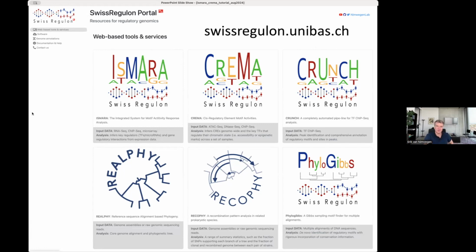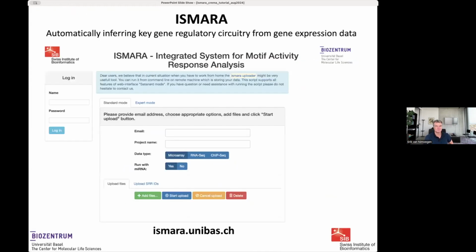But if you want, you can also go there and see there's also other software you can download for various applications. All right. So ISMARA, of course, has its own website, ismara.unibas.ch. And if you go there, you will get a relatively simple interface looking like this, which you can use to upload your data.